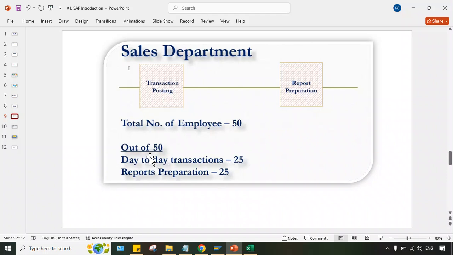This is before ERP, in the sense they are not using any ERP. Let's suppose Tata Motors decided to use the ERP now.